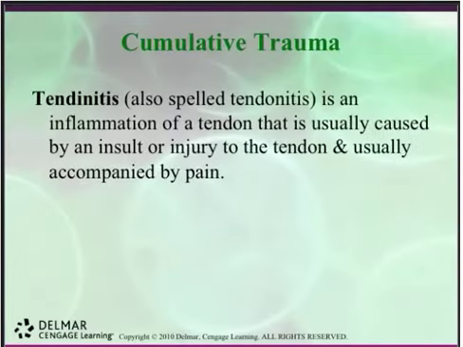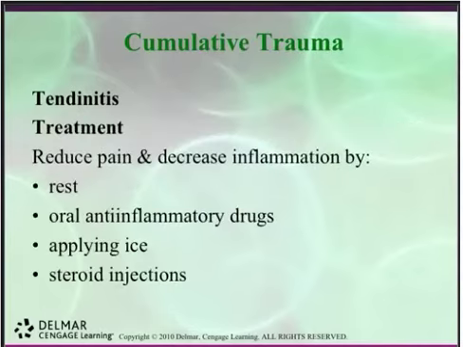Okay, tendinitis, also spelled tendonitis, is an inflammation of a tendon that's usually caused by an insult or injury to the tendon and is often accompanied by pain. Calcium deposits can be present with tendinitis. Nonspecific tendinitis is often difficult to diagnose unless a thorough patient history reveals a precipitating event. So what are the treatments? Well, reduce pain and decrease inflammation using rest, oral anti-inflammatory drugs, the application of ice, and steroid injection.